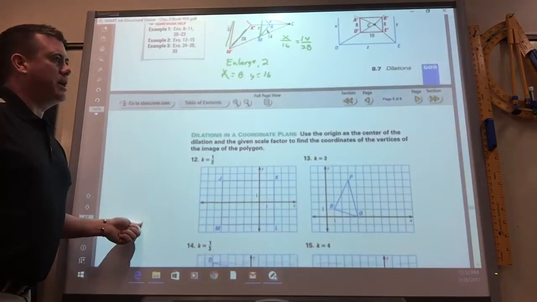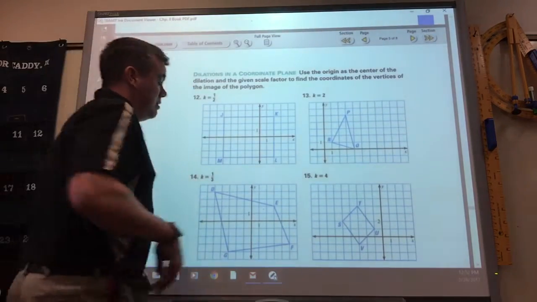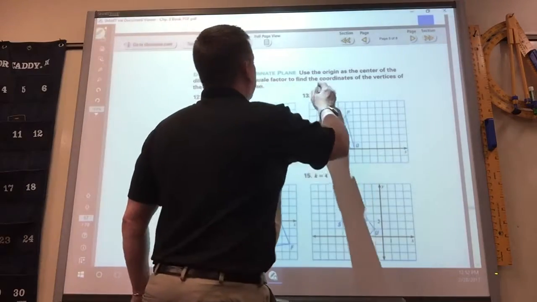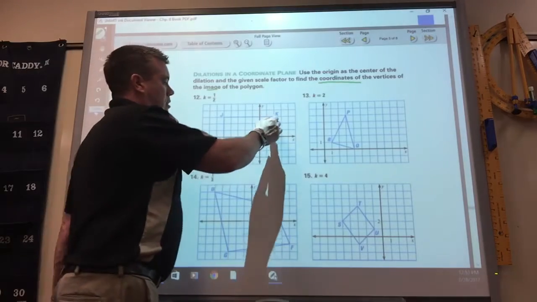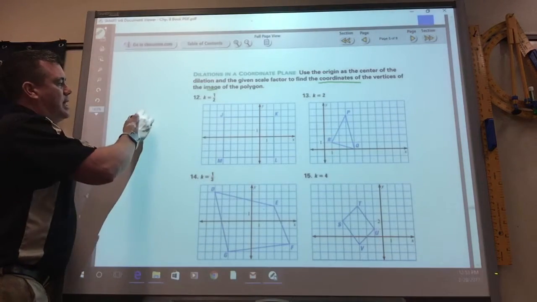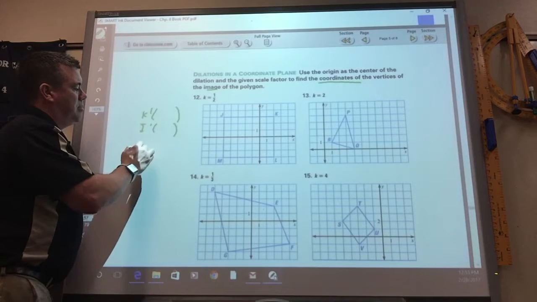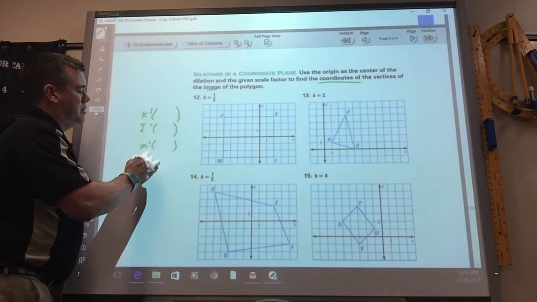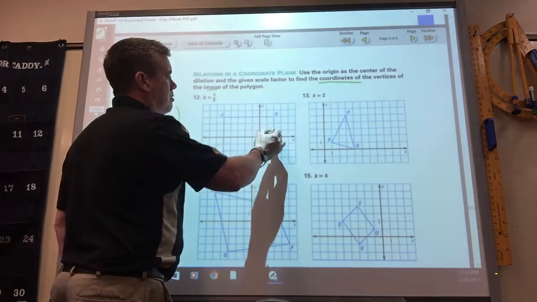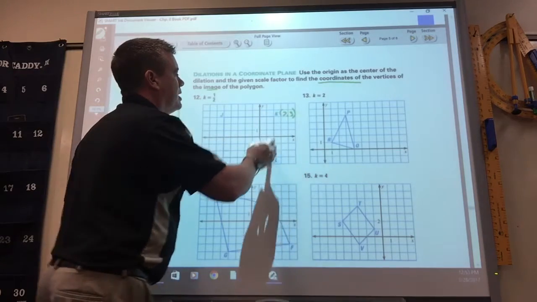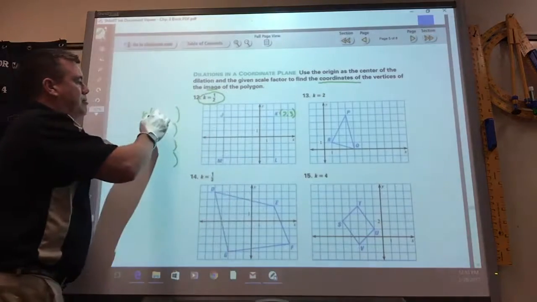Okay, when you get to 12 through 15, you don't need to draw anything, but you do got to find the coordinates of the image of the polygon. So you got to look here, you got to find what K prime, J prime, M prime, and L prime are. So if you look at the coordinates, this is 2 over 3 up. The scale factor is a half, so you just take each of these times a half.